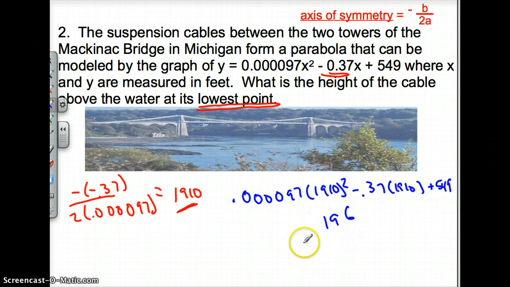Now what is 196? Well, we found the lowest point, so our vertex is 196 feet above the water. Why is that? This is our y value, right? Y's run up and down just like the cables would above the water. So we know that the lowest point of the cable is 196 feet above the water, and that concludes the lesson for 10.2 part 2.